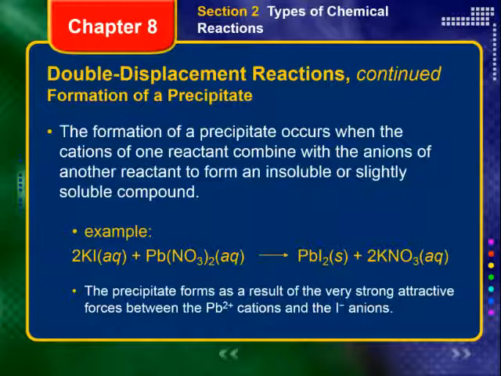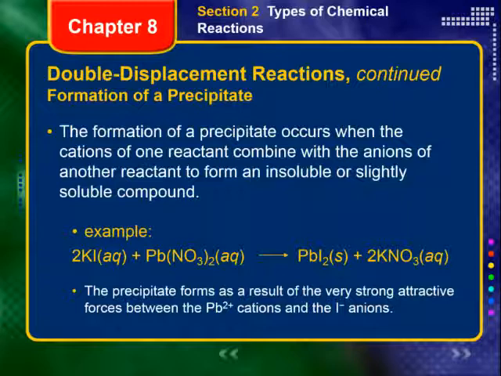All right, so like we said, very often double replacement reactions involve the formation of a precipitate. Remember, that's actually one of the observations that you can make that suggests that a chemical reaction has taken place. The formation of a precipitate occurs when the cations of one reactant combine with the anions of another reactant to form an insoluble or only slightly soluble compound.